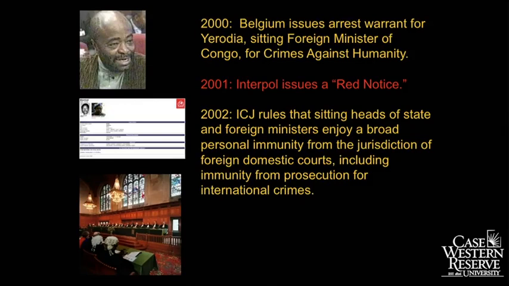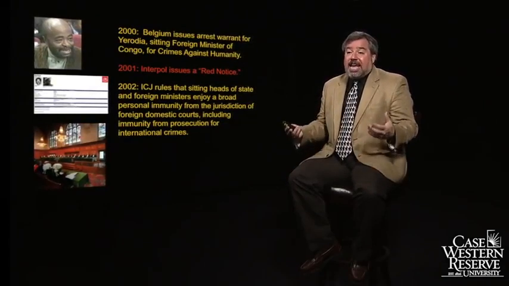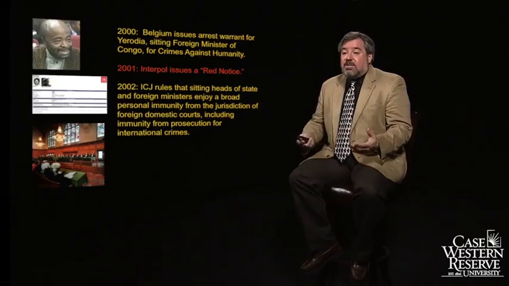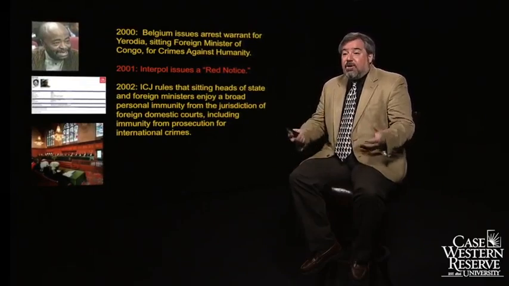And the International Court of Justice in 2002 ruled that sitting heads of state and foreign ministers get full personal immunity. As long as they're still in office, they cannot be prosecuted. And a country cannot issue an arrest warrant against them because under international law, they have to have the ability to conduct foreign relations, to travel freely around the world. And if they're worried that they'll be apprehended by various countries that have arrest warrants out for them, they won't be able to do their job. So the International Court of Justice says, even if you are accused of the worst crimes imaginable, crimes against humanity, you get head of state immunity in a domestic proceeding.